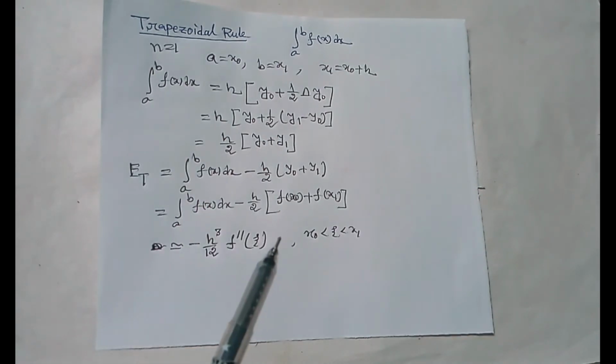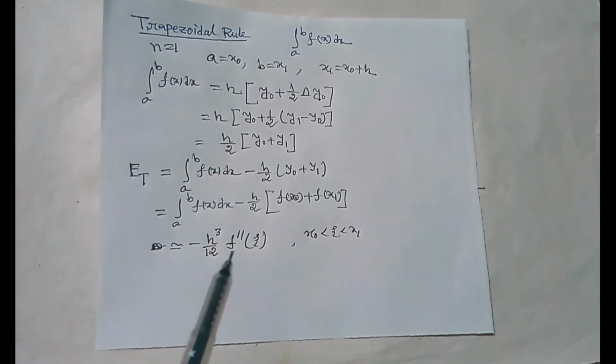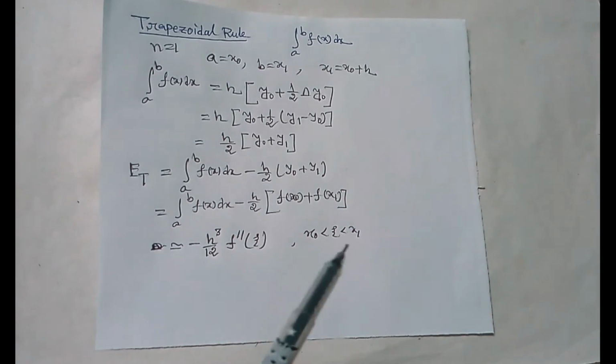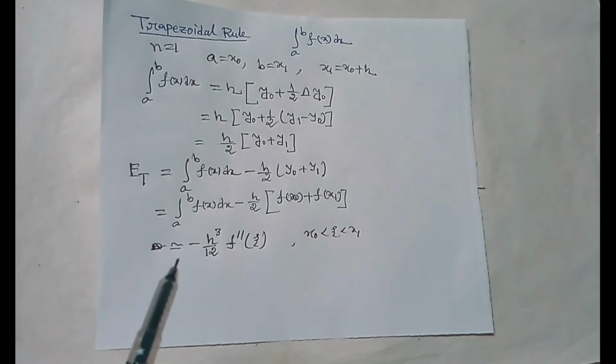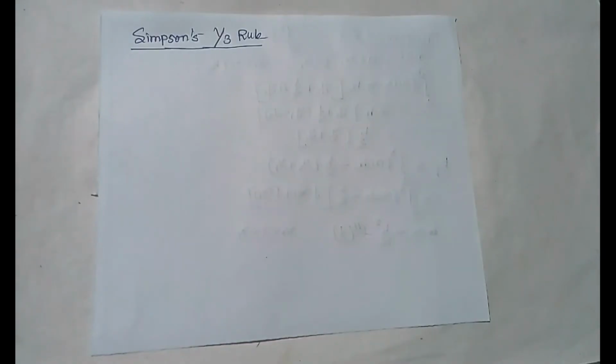If we simplify this and after some lengthy calculation, we shall find that this is approximately equal to minus h cube by 12 into f double dash xi, where xi is a point from x0 and x1. I am skipping this calculation because we need only this expression, the error term, which is approximately equal to minus h cube by 12 into f double dash xi.